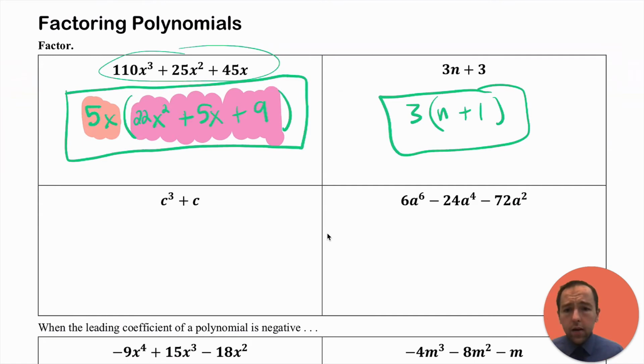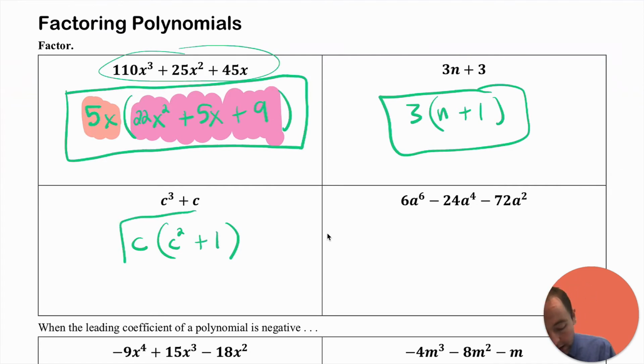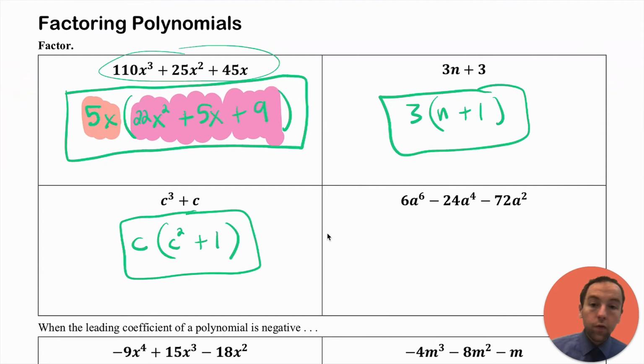The third one here has c to the third plus c. So in terms of numbers, they're only really divisible by 1, but you can at least take out a single c. So if you do factor out a c, it turns out that if you multiply c with c squared, that gives you c to the third. And then also if you multiply c with 1, that's going to give you a c. So that's going to give you that factored form of that expression by factoring out a greatest common factor.